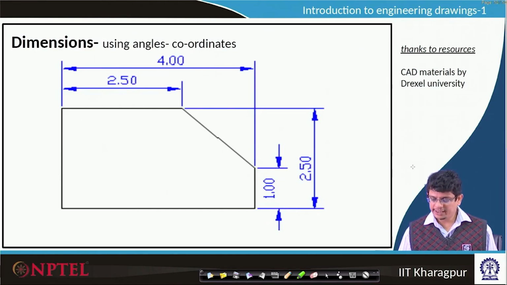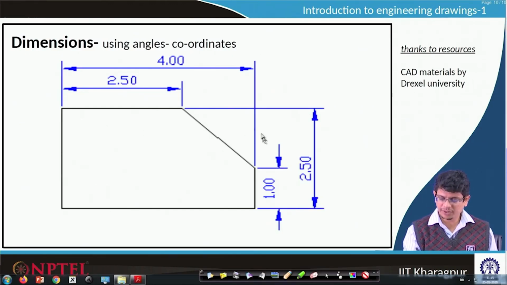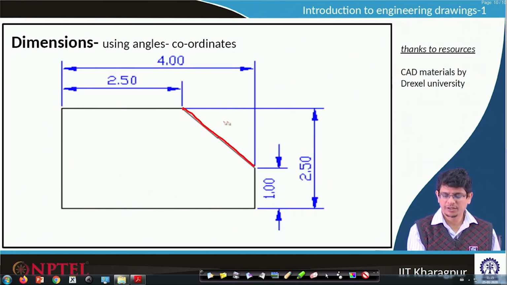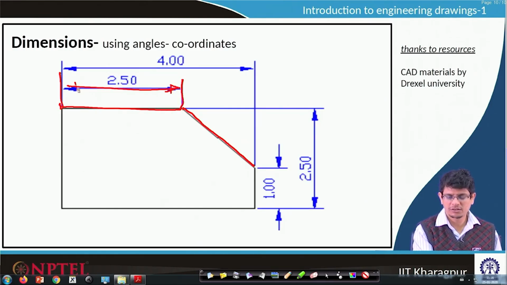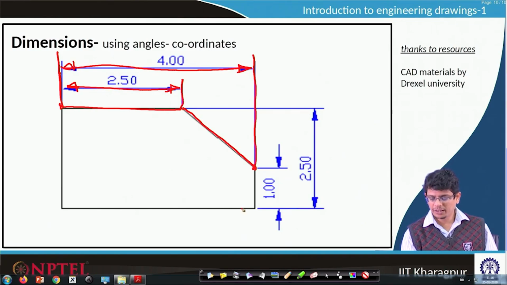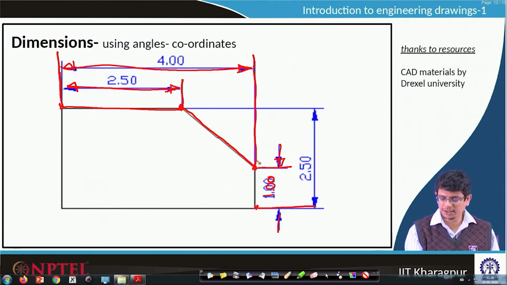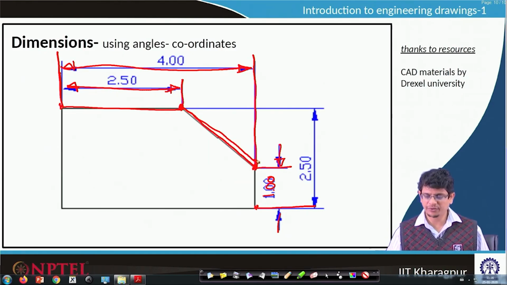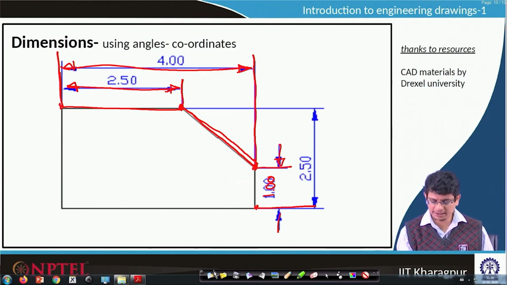Using angles and coordinates also, we have shown the dimensions. If there is an inclined object with respect to the coordinate system, this one is 2.5, and this extreme point again through our extension lines is at 4 units. Similarly, using extension lines from this point, one can show something like 1 unit. Once we know these points in terms of lengths, we know where to join this line. This is the way one can construct these inclined lines.